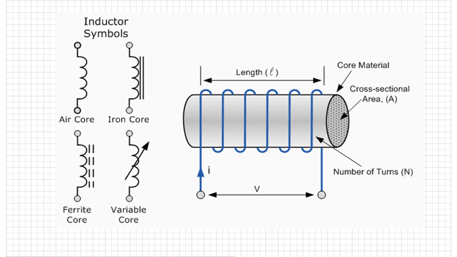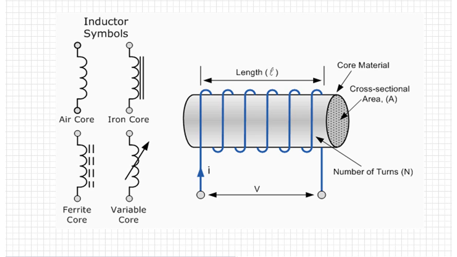On the bottom right we've got a variable inductor, and on the left we've got a pictorial view of what an inductor looks like. A coil of wire, sometimes wound around a magnetic material, sometimes just an air core. Air has a permeability of 1. Permeability is the ability of a material to concentrate magnetic lines of force.